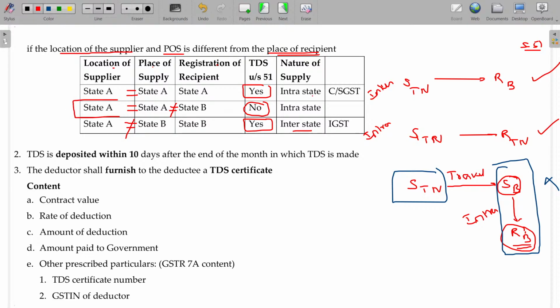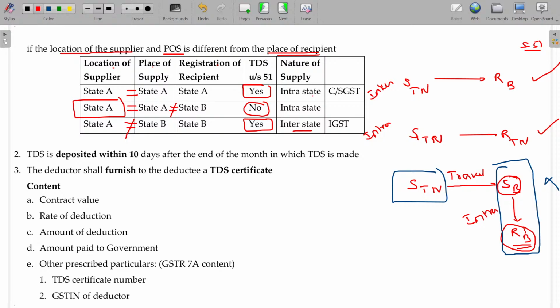The location of the supplier being state A, he visits the recipient's state and there he renders the supply. So it seems to be intra-state only, because the supply takes place only in Bangalore and the recipient is also enjoying the facilities only in Bangalore. Okay, I am having a training institution. I am providing the services from Tamil Nadu. Suddenly some institution asks me to come and deliver a lecture in Bangalore. Now I moved from here to Bangalore. I am rendering service in Bangalore.